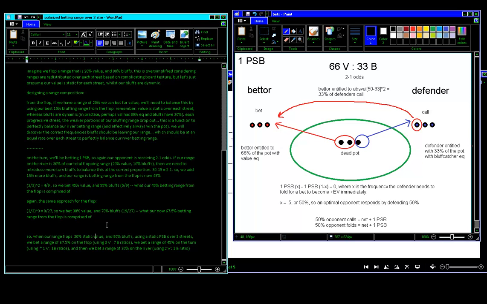So just to wrap things up, hopefully some of that was clear. When our range flops 20% static value and 80% bluffs, which are dynamic over each street, you throw out the weakest ones. Using a static pot size bet over 3 streets, we bet a range of 67.5% on the flop, using a ratio of 3 value for 7 bluffs. We bet a range of 45% on the turn using about 1-to-1 ratios. And then we bet a range of 30% on the river, which is this example right here, using 2 value for 1 bluff.